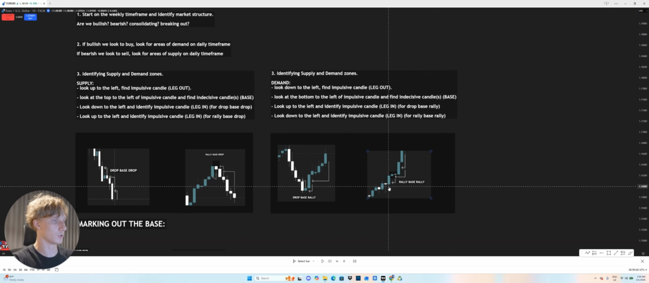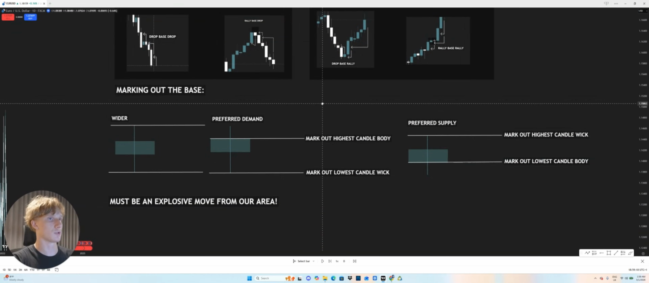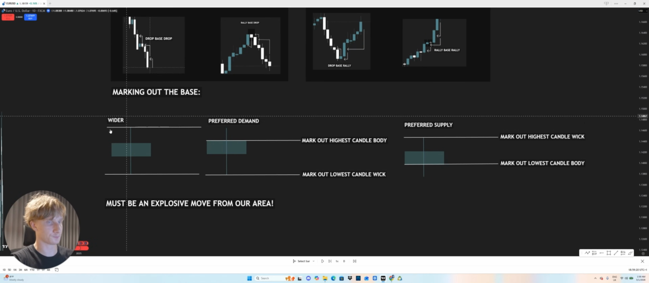For a rally base rally, we look below, find an impulsive candle. Below that to the left, indecisive candle or candles. Below that to the left, impulsive candle. Here we have our rally base rally. Now, marking out the base, which is what we essentially just went over. For the wider, it's really, really simple. We isolate the indecisive candles and then we mark out the highest and the lowest point that price reached within that base, which is the highest and the lowest wick.